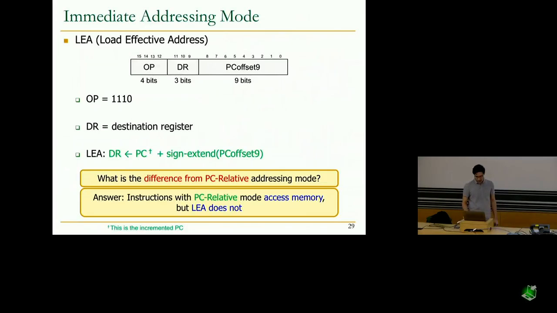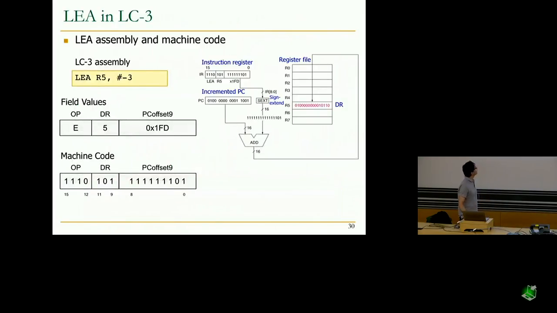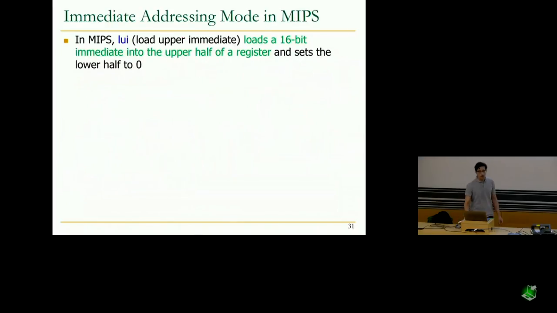Okay, how is this implemented or executed on the data path? It's something like this. We have the instruction register, this is the offset, the incremented PC, we sign extend the offset, we add them, and we directly store the result of this addition into the destination register. There is something similar also in MIPS, but it's not exactly the same.